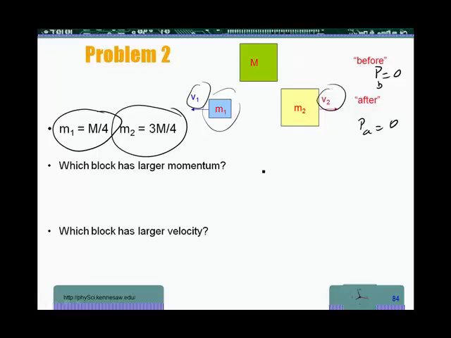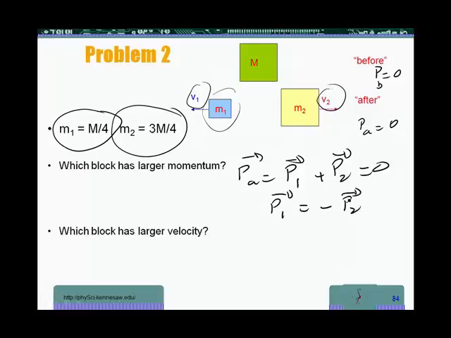Now, what's the momentum after? The momentum after is going to be the momentum of block 1 plus the momentum of block 2. And it is equal to 0, meaning that the momentum of block 1 is equal to minus the momentum of block 2. So they are equal, just opposite in direction. So which has the larger momentum? Neither. They have equal momentum. Equal magnitude of the momentum.